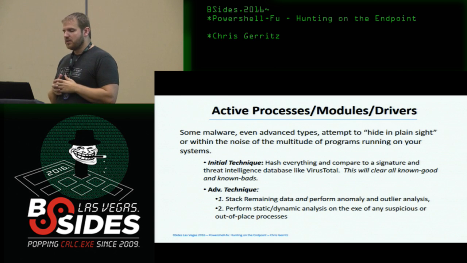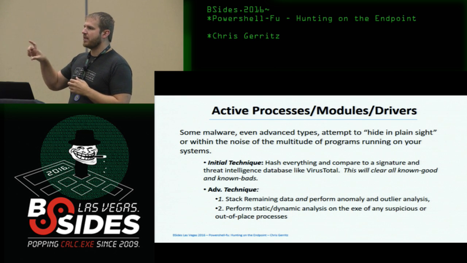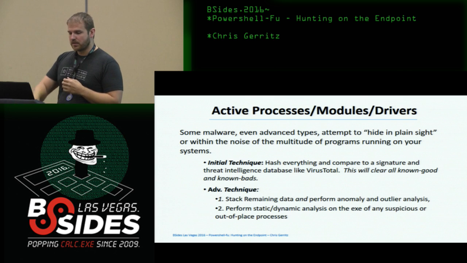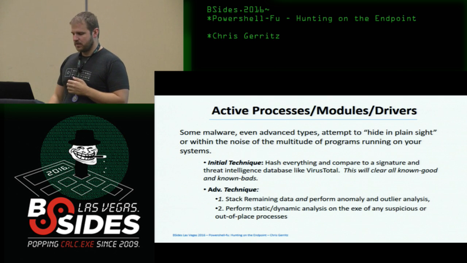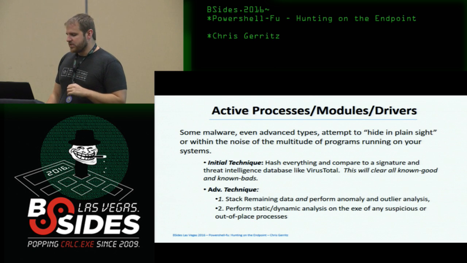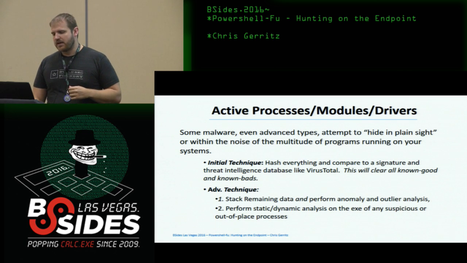From the unknowns, stack the remaining data and do anomaly and outlier analysis. Look for things that are weird, look for things that are out of place, do frequency analysis and say, I've got 1,000 boxes that have that version of Explorer.exe, but you've got this other one running on this one box, and that's interesting because it doesn't look like a Microsoft file. So anomaly analysis and outlier analysis using that data set. PowerShell is awesome for that because you can filter things and structure them in different ways. And then, of course, when you've filtered that list down to something manageable, start analyzing those files with static and dynamic analysis.